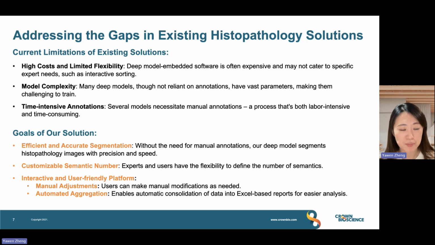So based on these limitations, we propose our goals. We want to develop a deep model that can be independent of the annotation information. And meanwhile, this model can quickly and accurately segment the histopathology images. And the second is that we hope that our platform, our deep model, can let the pathologists have a chance to define or specify the number of semantics, like the number of parts that they are interested in.